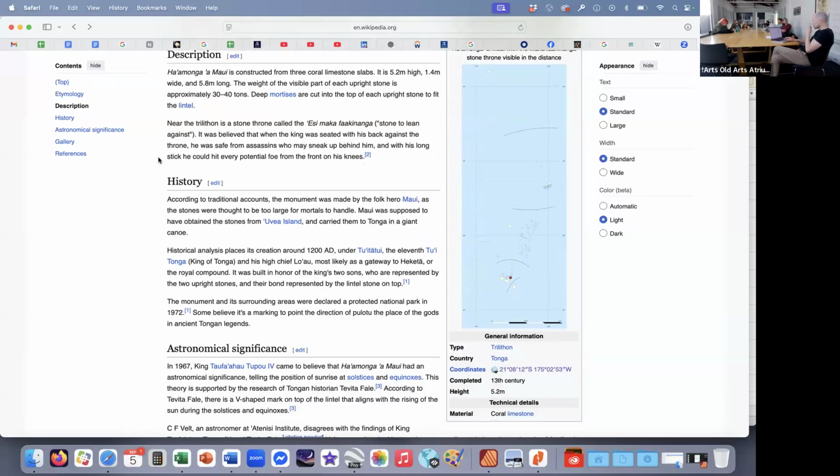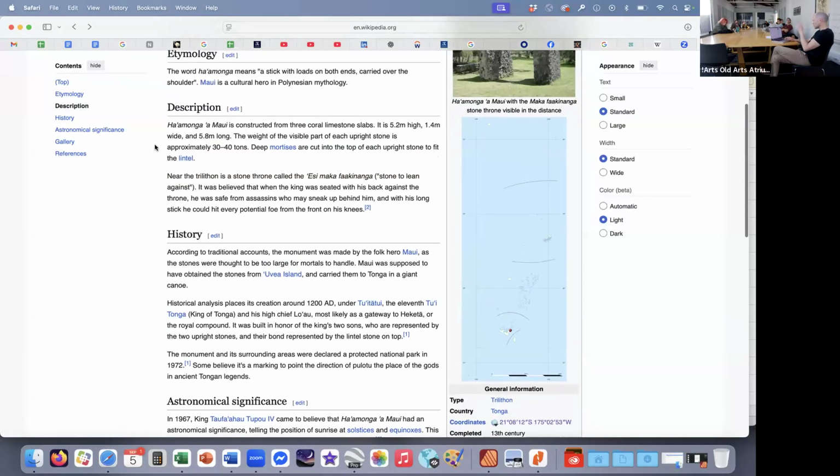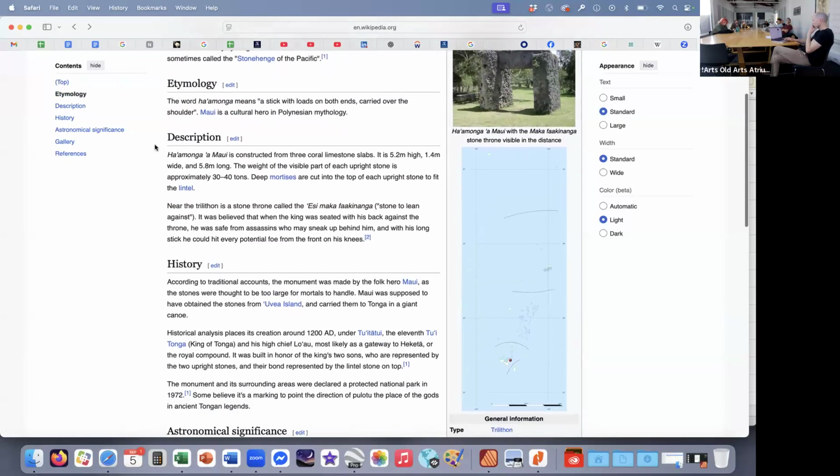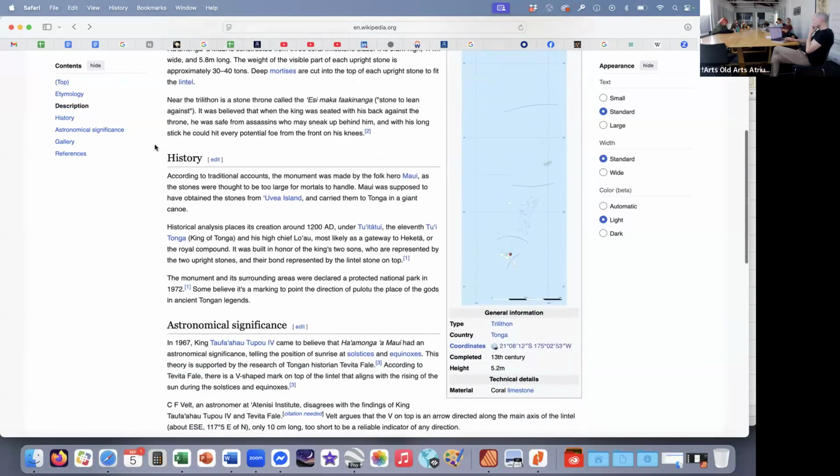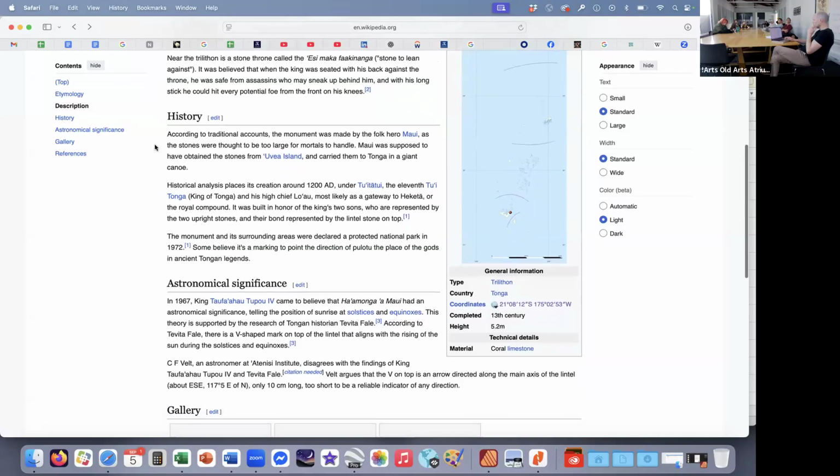Near the trilithon is a stone called the stone to lean against. It was believed that the king was seated with his back against the throne. He was safe from assassins who may sneak up behind him. But this is a stone that's a little bit further away. According to traditional accounts, the monument was made by the folk hero Maui, as the stones were thought to be too large for mortals to handle. Maui was supposed to have obtained the stones from Uvea Island and then carried them to Tonga on a giant canoe. Historical analysis places its creation around the year 1200.